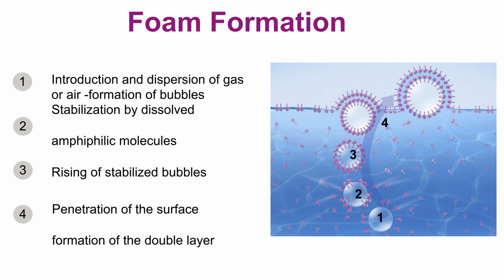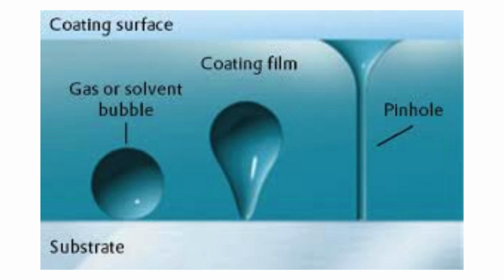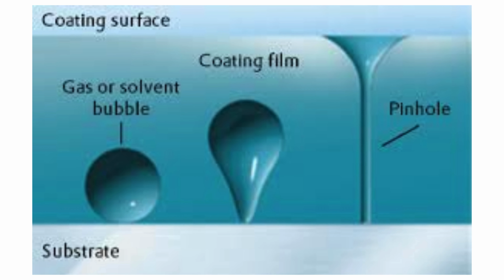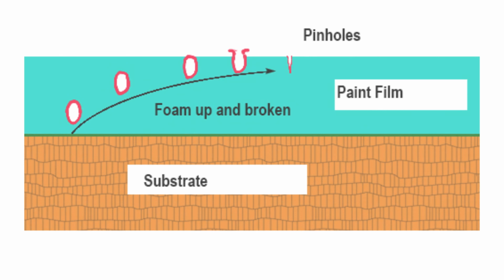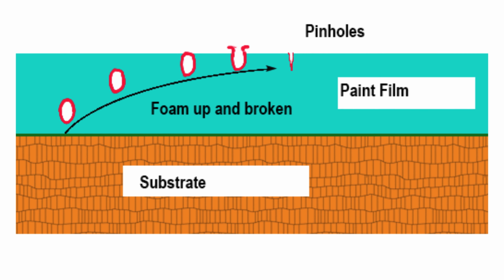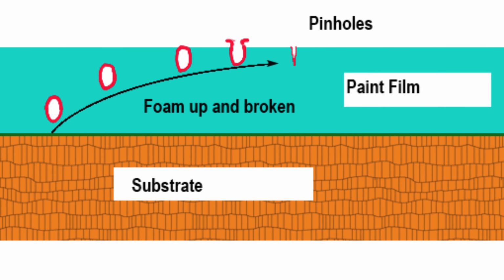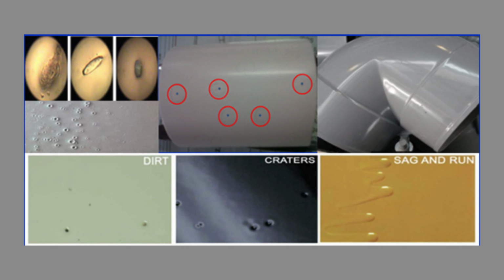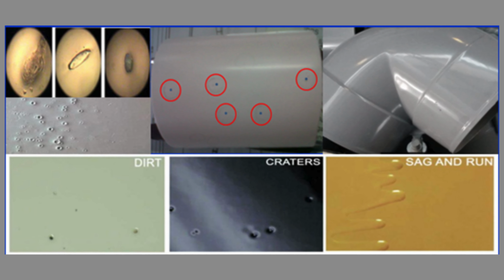amphiphilic molecules, rising of stabilized bubbles, penetration of the surface, and formation of the double layer. Foam is undesirable because it leads to surface defects, pinholes, craters, fish eyes, poor film properties, reduced gloss, weak adhesion, uneven thickness, processing issues, pump cavitation, and incomplete mixing.